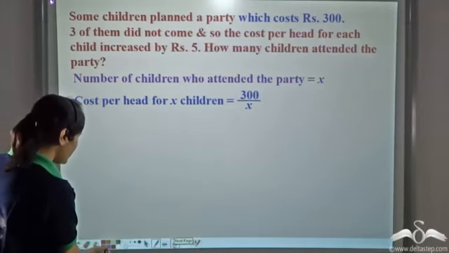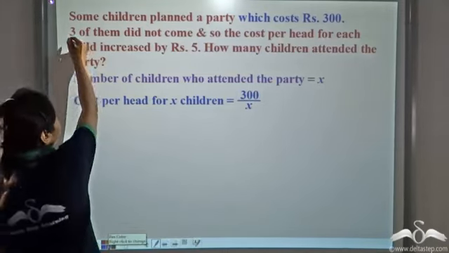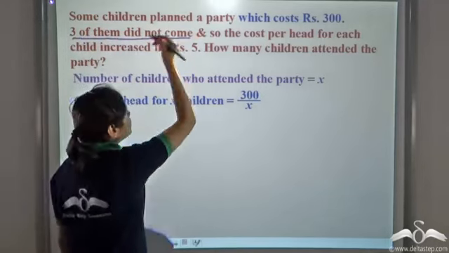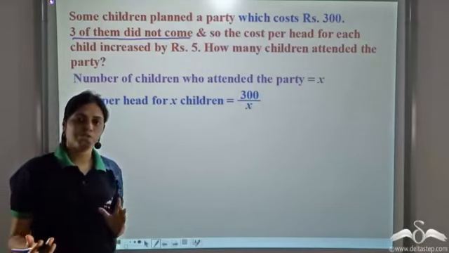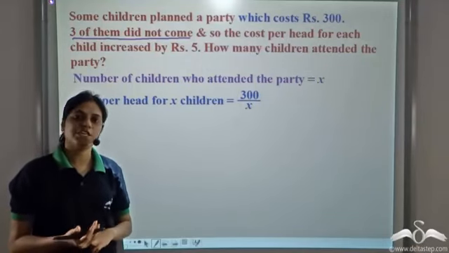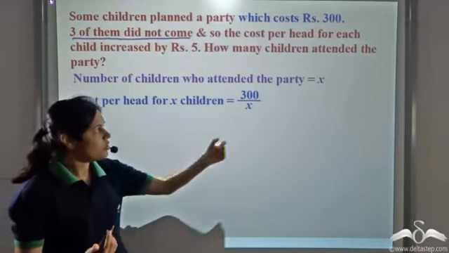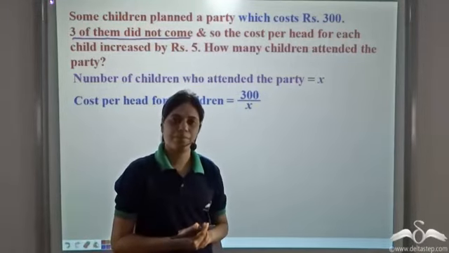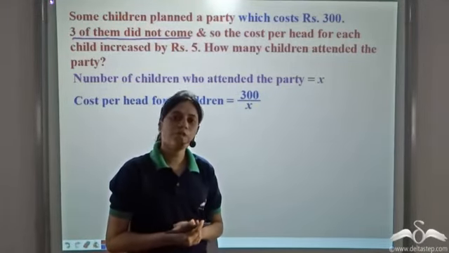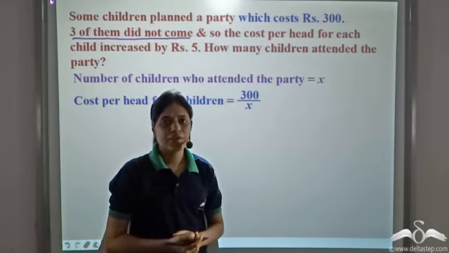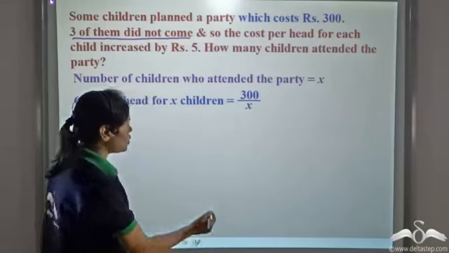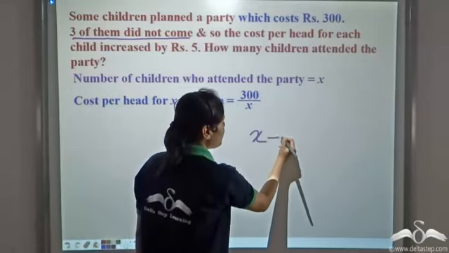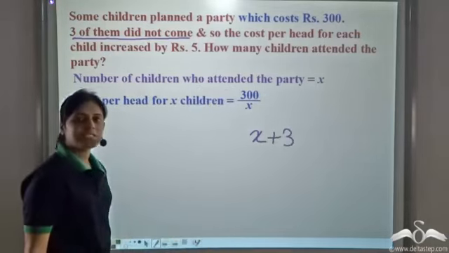What else is given to us? 3 of them did not come. That is, among the students who planned the party, 3 did not come. We know that x children came. That means, how many students planned the party? 3 more than x. That is x plus 3. So the number of children who planned the party is x plus 3.